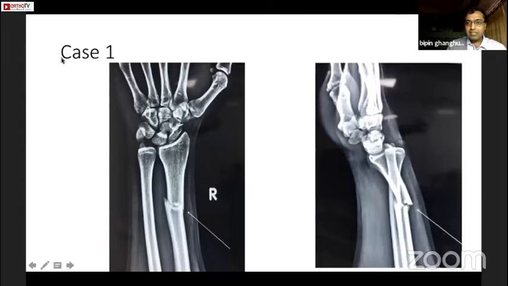Always take a lateral view in all cases. In the lateral view, again, you see that the DRUJ is subluxated. So this is a Galeazzi type of fracture, and the capitate is inverted. And also there is a scaphoid fracture. So this is a case of scapho-capitate syndrome.